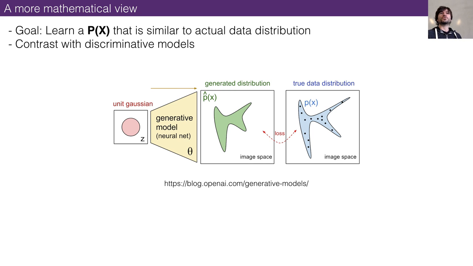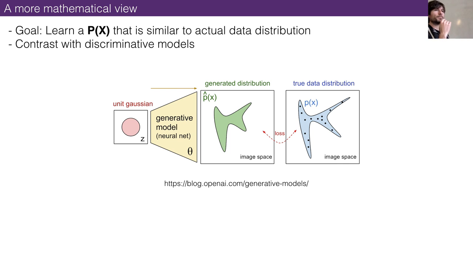So we have this actual true data distribution, and the black dots there are actual points, right? And that blue region on the right side indicates where the actual samples are likely, and we're trying to model that, to create a generative model which has roughly the same probability distribution, parameterized by a neural network.